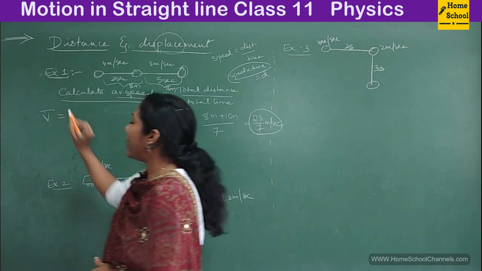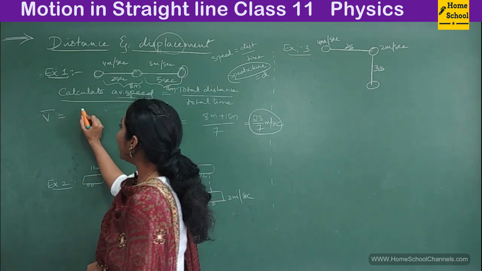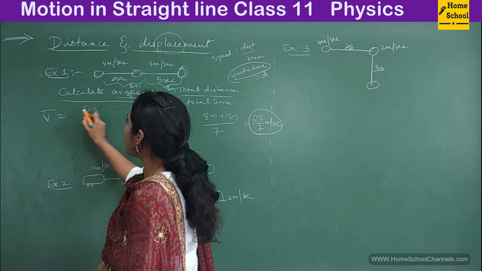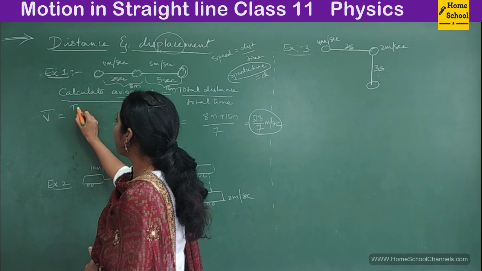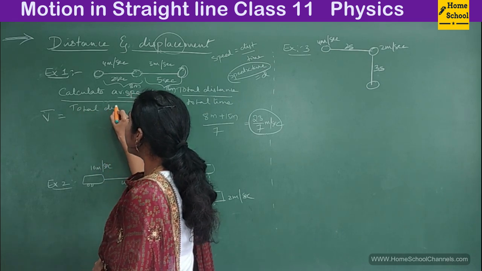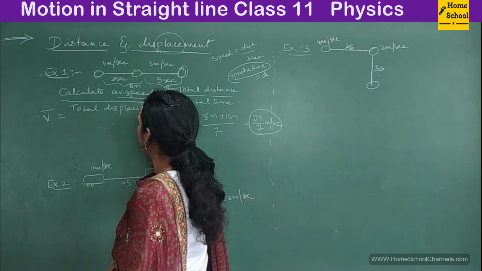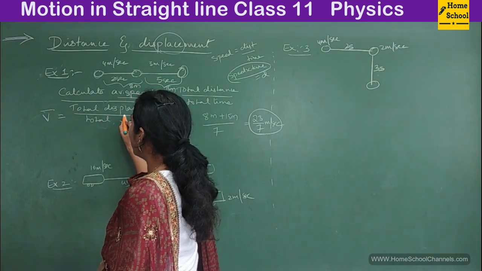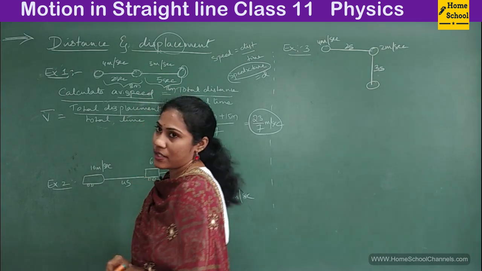velocity, the symbol is V bar. So what is the formula for average velocity? Total displacement divided by total time. Okay, so this is your average velocity formula.